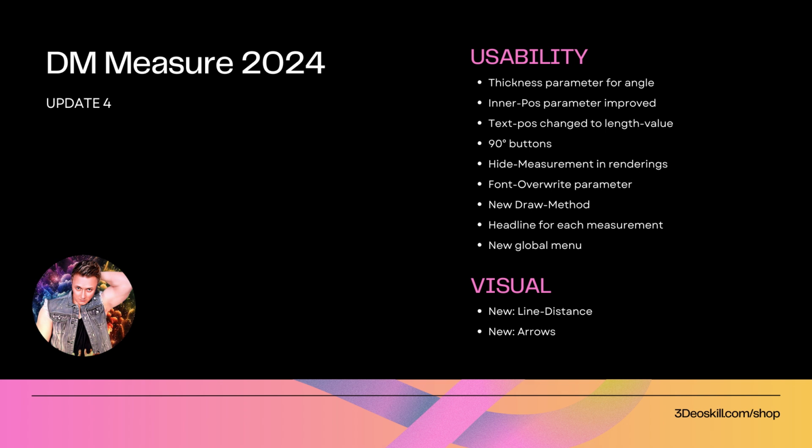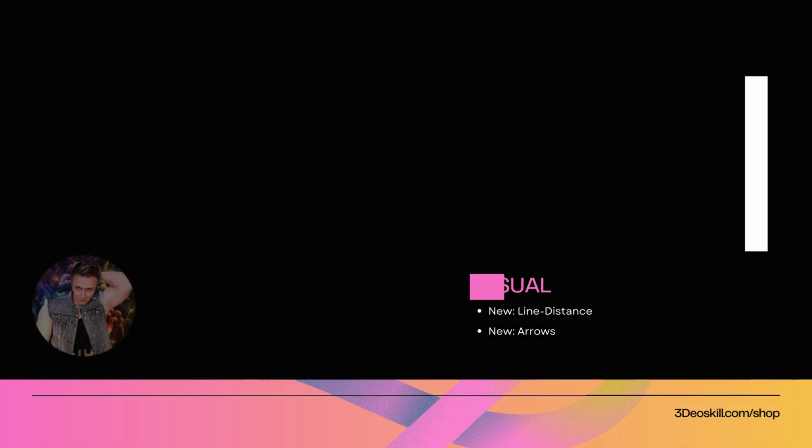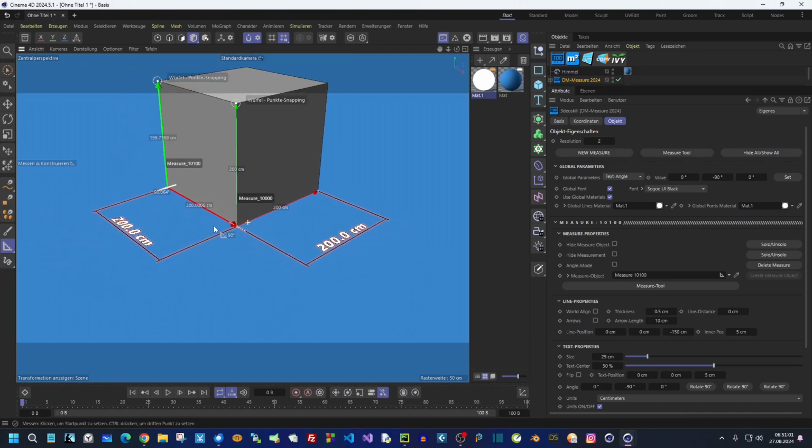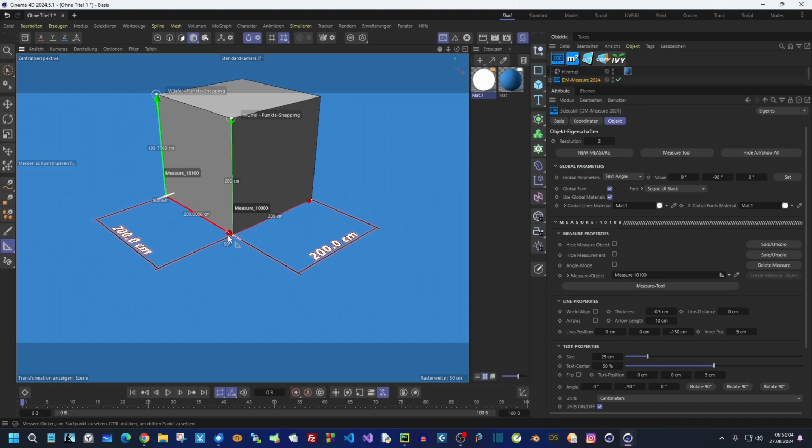So when we go to the next thing, this was a very important update here. And the next thing is the new line distance. This is a visual update here for the line, so for the measurement tool. So when we head over to Cinema 4D, you can see in a lot of CAD softwares, I figured out that they have a line distance here.